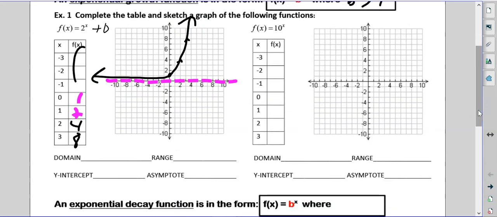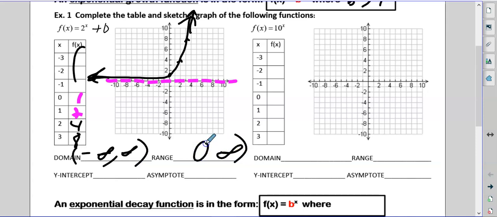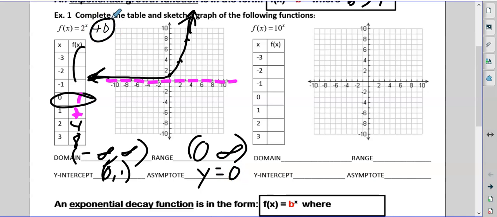Now, the domain, remember, domain is left and right. So this is going to keep going left, and it's going to keep going right forever. So this is always negative to positive infinity. That will not change for these exponential graphs like this. All right? The range, though, how high is it going? Up towards infinity. But the low point is going to be 0. And it's never going to hit it, so we're going to use the parentheses. So it never touches 0. The y-intercept is right here, 0, 1. And the asymptote is always going to be a horizontal line, so y equals, and that's going to be 0. This number right here is your asymptote. As we start having transformations, you'll see that number show up.